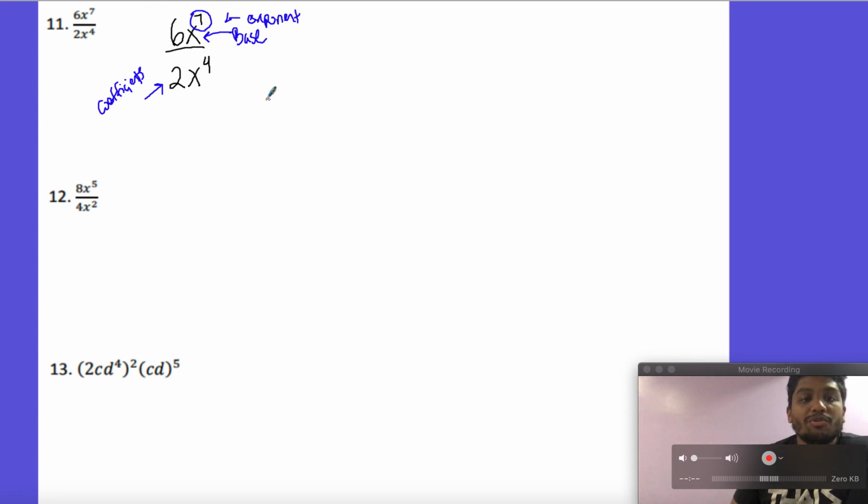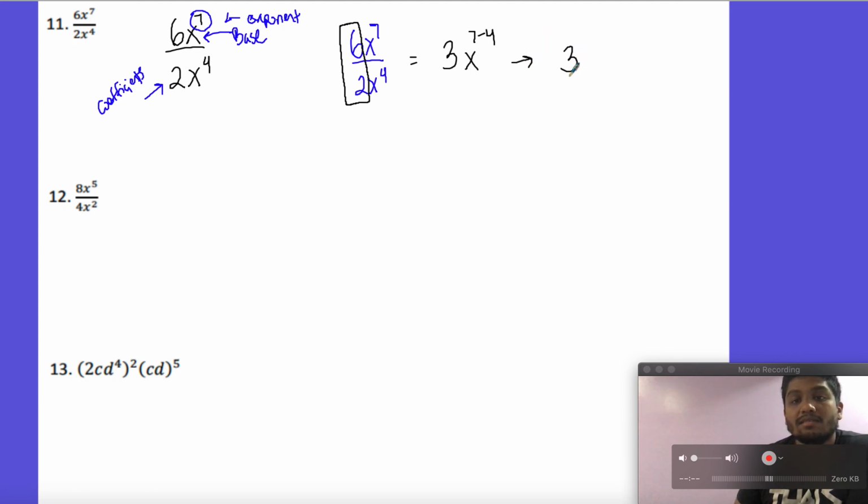Now I'm just going to write this over so it's a little bit easier to look at. You're going to multiply, add, divide, subtract all of the coefficients, these guys, the same way, using the same operations as you've always done. So this is 6 divided by 2, which gives us 3. Now there's a base and a base that's exactly the same, an x, and it's the quotient rule since we're dividing. So 7 minus 4, and this leads us to get 3x to the third.